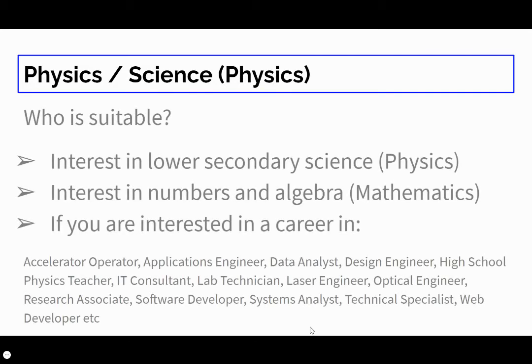Who is suitable to offer physics or science physics? If you have an interest in the physics topics in lower sec, an interest in numbers and algebra in mathematics in general, or if you're interested in the following career options. Of course, you're not limited. Do read up or do more research on your own to find out what's out there. I mean, jobs are always constantly being created and there's always changes in the job landscape. So do find out from your seniors, talk to your parents, talk to your relatives, and see what appeals to you, what your passion is in.